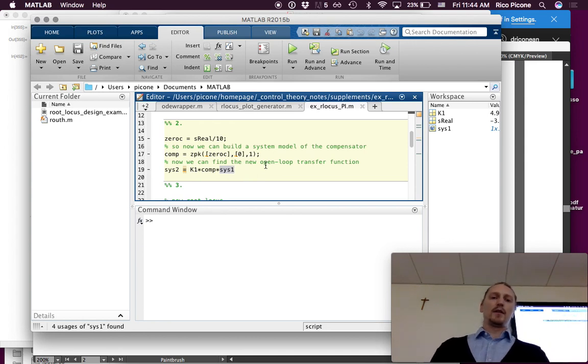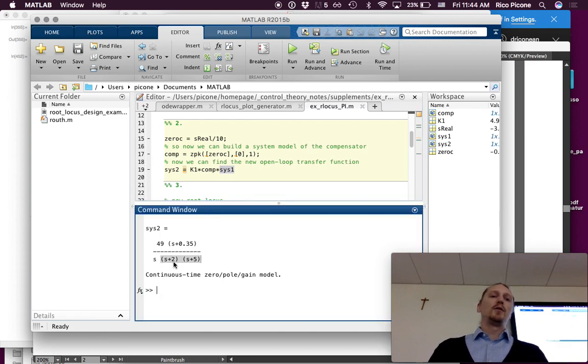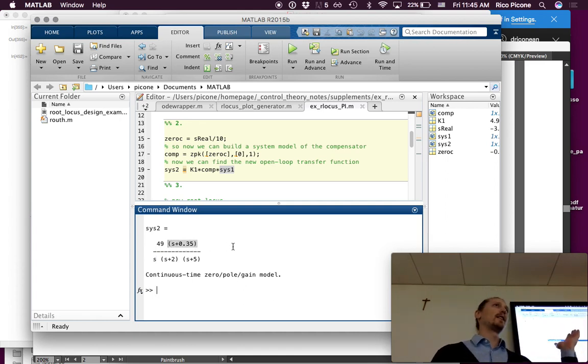Okay? So if we evaluate that, we see that now we've got our original 2 poles here, S plus 2, S plus 5. Those show up there. And then our original gain term was 10, right? We multiplied that by our first gain, our K1, of 4.9, so we got 49. And then we have our integrator that we put in there for integral compensation, and then our 0 that we're using to cancel out the transient effects of that integrator, right? So we've got it all combined into one open loop transfer function.